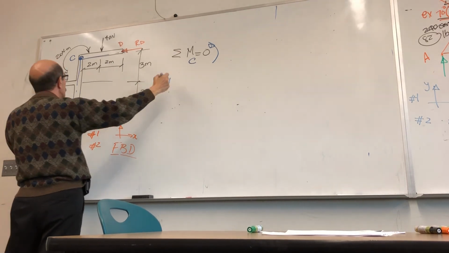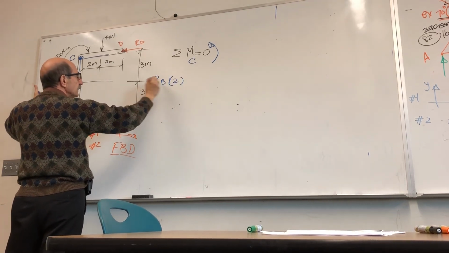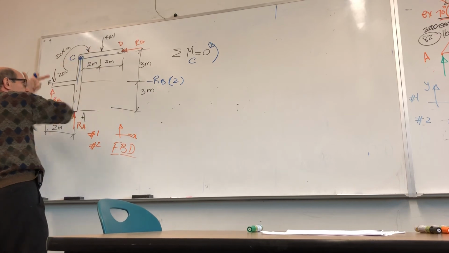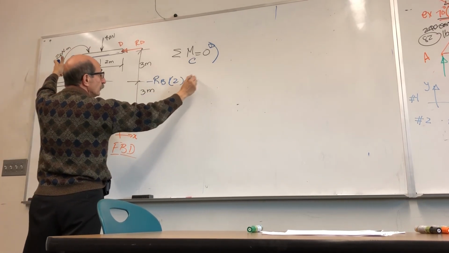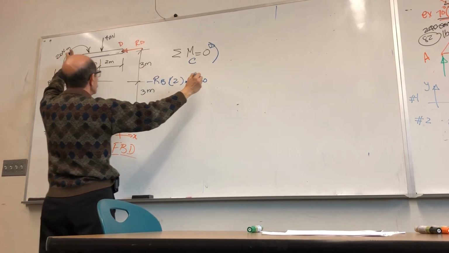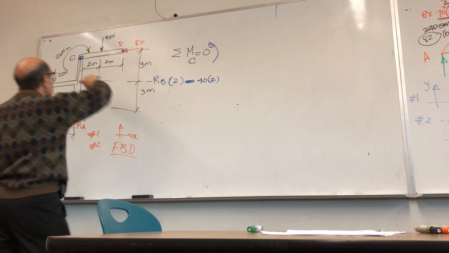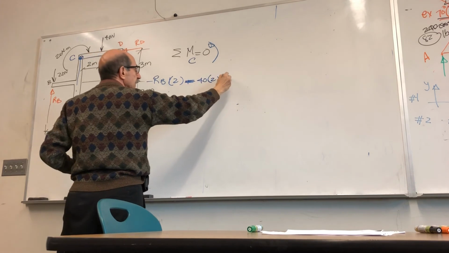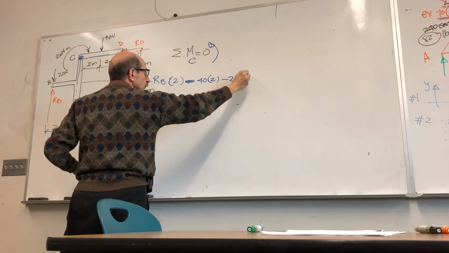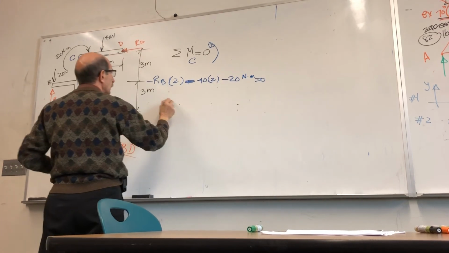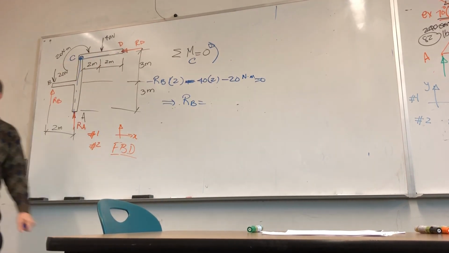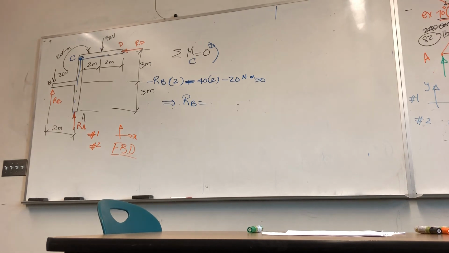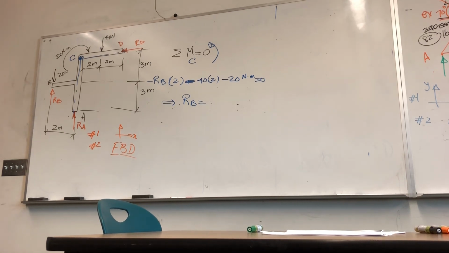Which will be clockwise times 2, negative, right? And then you have also negative 40 times this, which is 2 meters, and then also that negative 20 Newton meter equal to 0. So that'll give you RB, which comes out to be negative, and then you will do the rest. Okay? Have a great weekend.